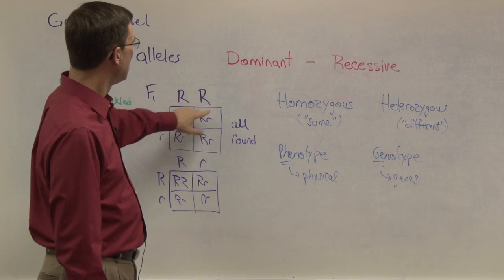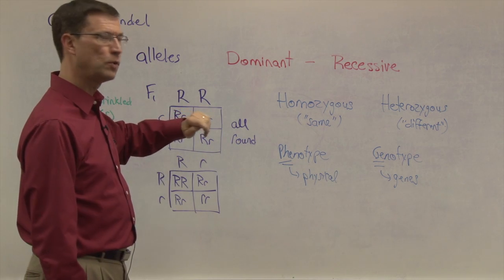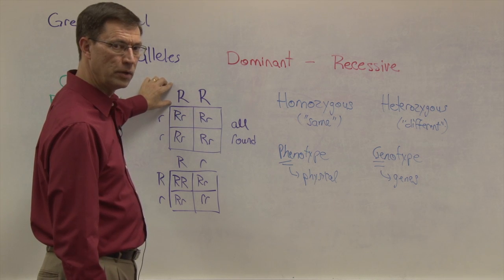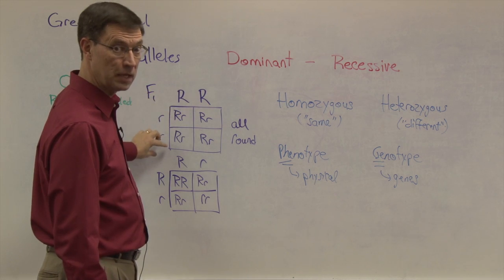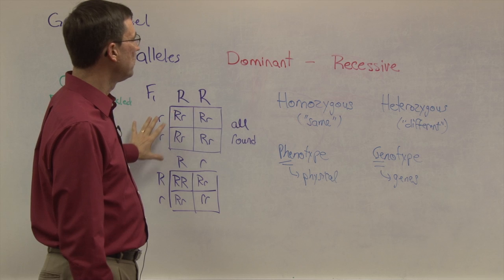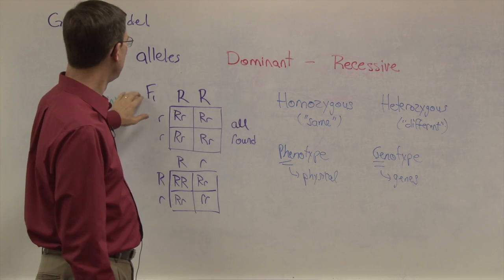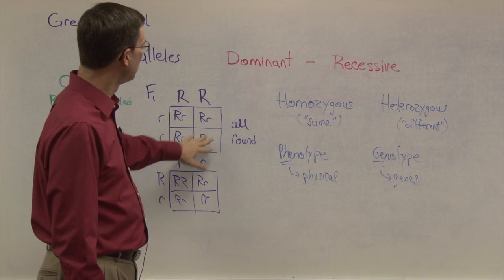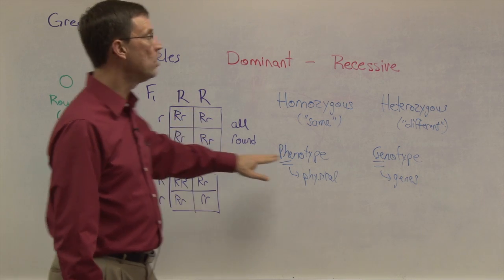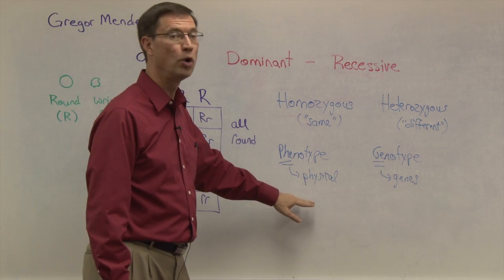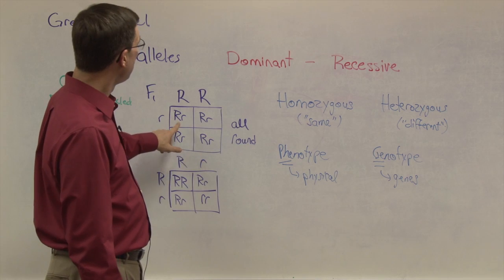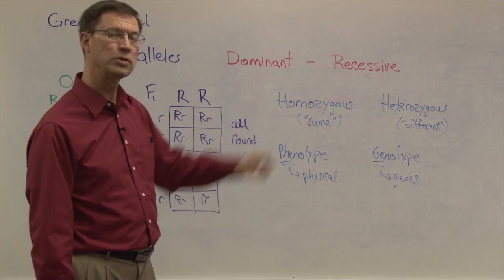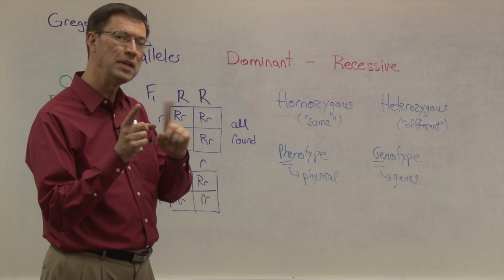So here, let's talk about this now using these correct terms. We're taking a plant that's homozygous round with a plant that's homozygous wrinkled, and when we crossbreed them in the first filial generation, we have offspring that has the phenotype of all being round. But they also all have the genotype of being heterozygous because they have one of each of the alleles.